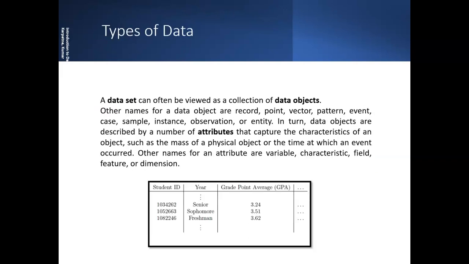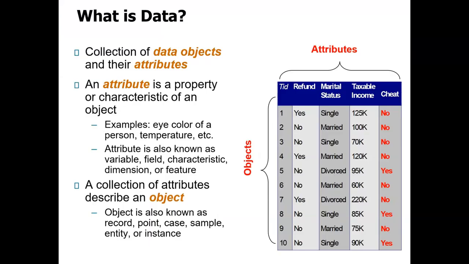So a data set is basically the collection of data objects, which we call rows, and it also contains attributes, which means the columns of our data. So what is the data basically? As I told you, it's a collection of data objects and attributes. So it means that it's a collection of rows and columns. So an attribute is a property or characteristic of an object.